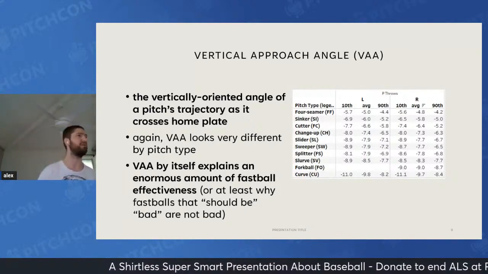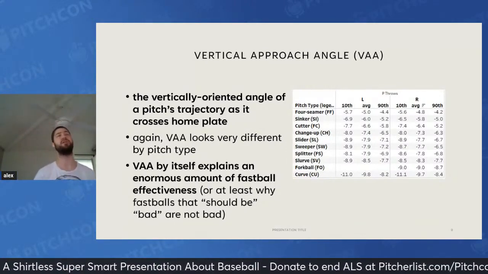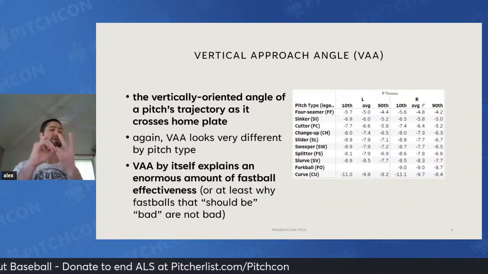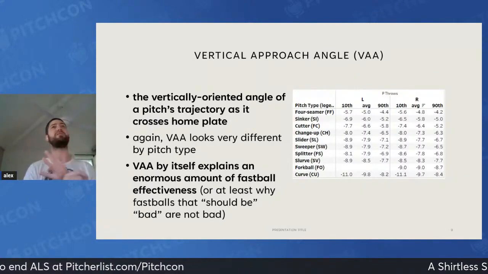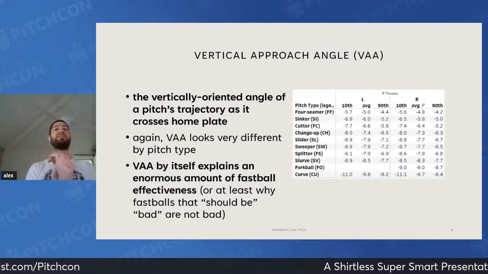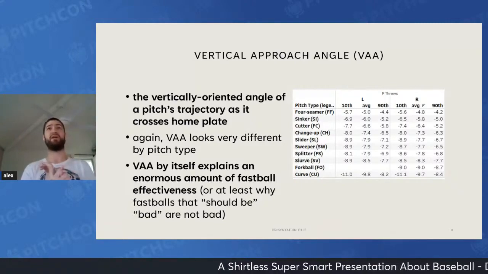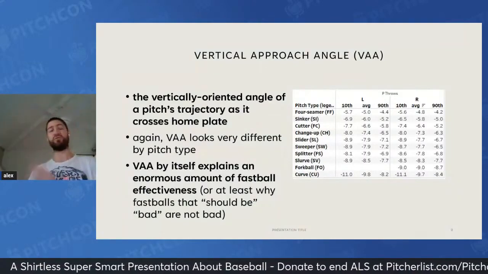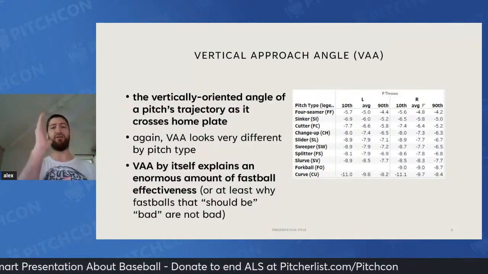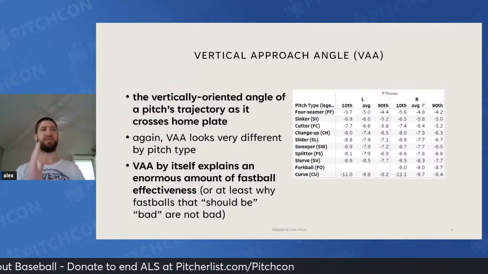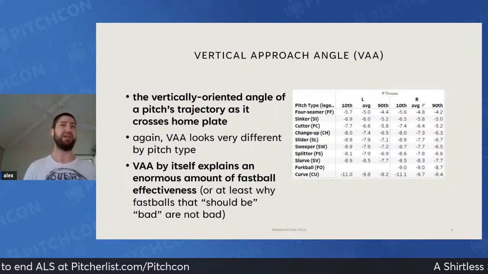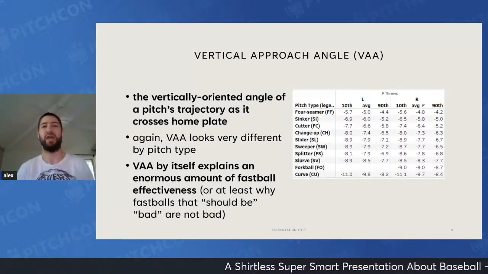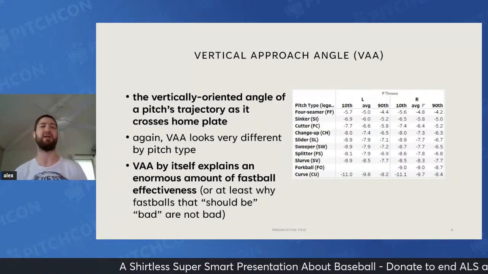So vertical approach angle is kind of a silver bullet metric, but that's because it is a function of a lot of things. It's a function of release point. It's a function of pitch location. It's a function of velocity, not just velocity, but the velocity in all three vectors. And again, for physics people, that's X, Y, Z: towards home plate, towards or away from the batter, and longitudinally, like north and south, and acceleration. So it's taking into account nine different variables to make that calculation.